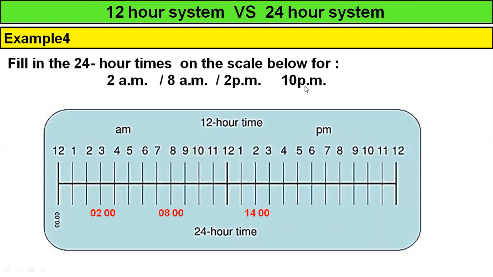10 p.m. What do you think 10 p.m. is in the 24-hour clock? Look, this is 12. Continue. This is 10 p.m. We see it here. We need to know this 10. What is it according to p.m.? 13, 14, 15, 16, 17, 18, 19, 20, 21, 22. So the 10 is 22.